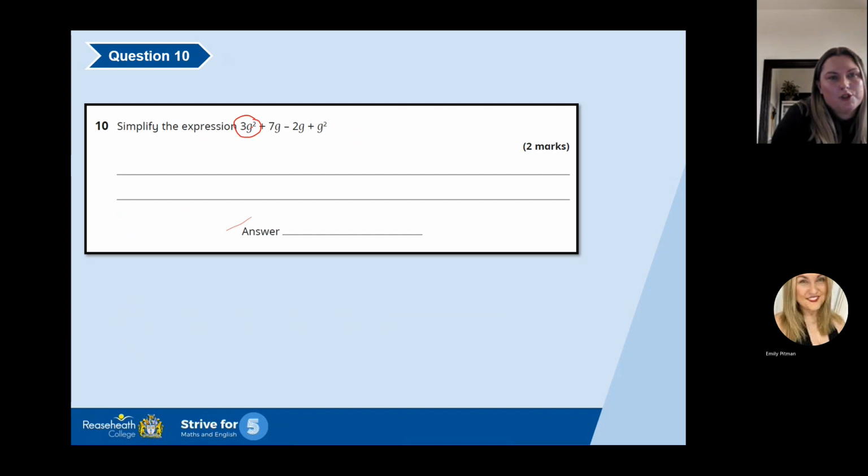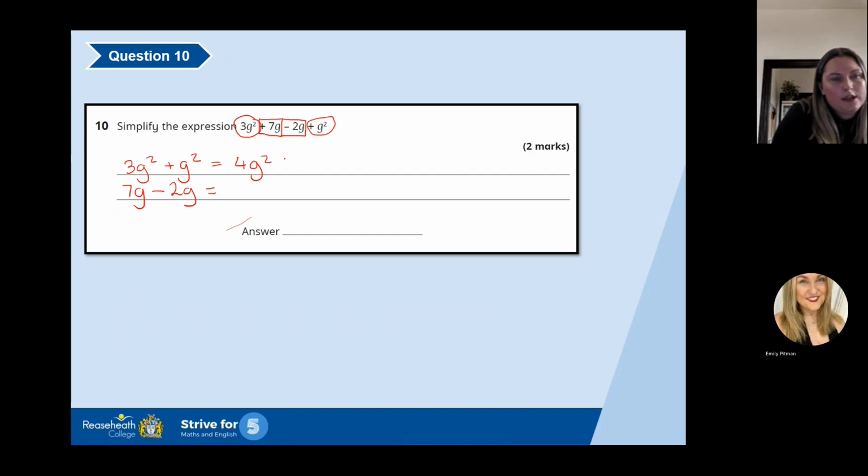So that's my g squared, so I'm going to match that with the other g squared. And then I'm going to do squares. Should have done the other way around really, shouldn't I? Round the ones that are just g and they're not squared. Notice that I'm taking in whether it's a minus or a plus as well. So I've got 3g squared plus g squared, and I've got 7g, because I don't need to write the plus, minus 2g equals. So 3g squared plus g squared is 4g squared.